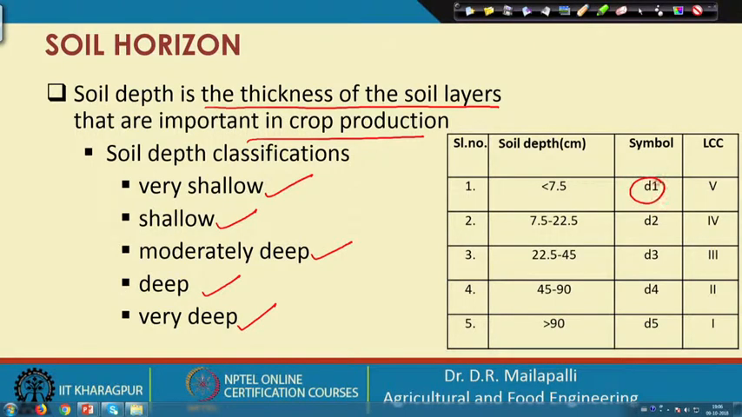The symbol D1, for example, is for land capability classification 5. So, class number 1 is very deep, and then deep soil, moderately deep, shallow and very shallow. The classes are here and the symbols we mentioned in the previous lecture. The depths, basically, we are talking about less than 7.5 and so on. Knowing the particular depth, we can put the soil in a particular class here.